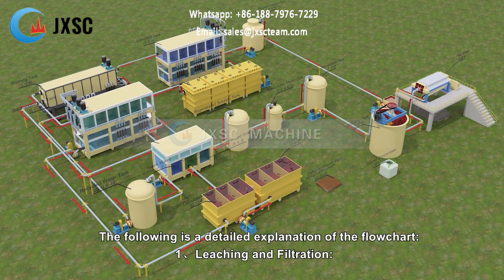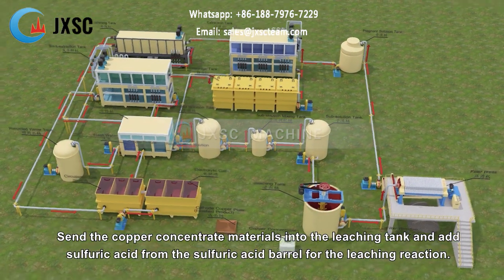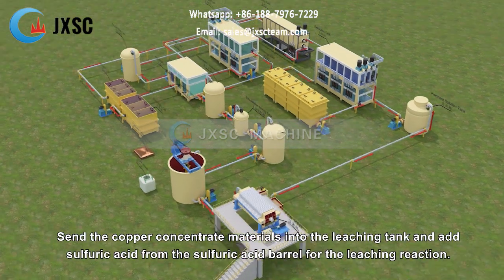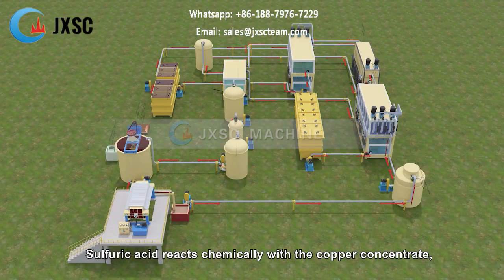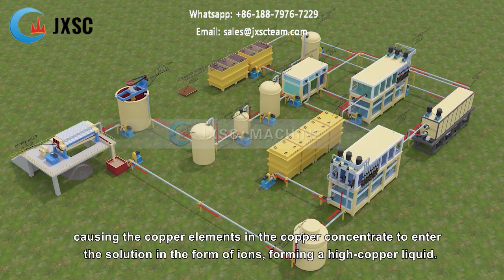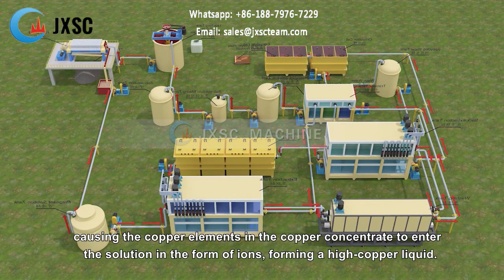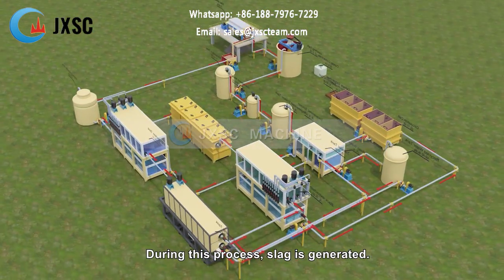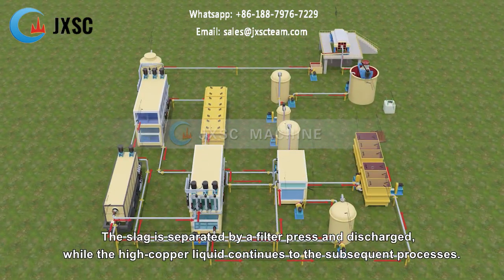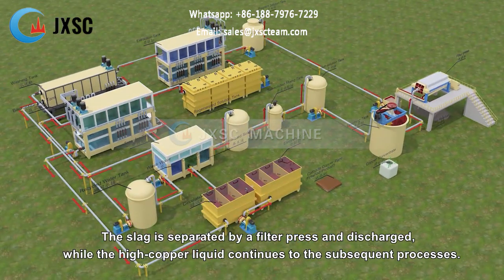1. Leaching and filtration. Send the copper concentrate materials into the leaching tank and add sulfuric acid from the sulfuric acid barrel for the leaching reaction. Sulfuric acid reacts chemically with the copper concentrate, causing the copper elements in the copper concentrate to enter the solution in the form of ions, forming a high copper liquid. During this process, slag is generated. The slag is separated by a filter press and discharged, while the high copper liquid continues to the subsequent processes.